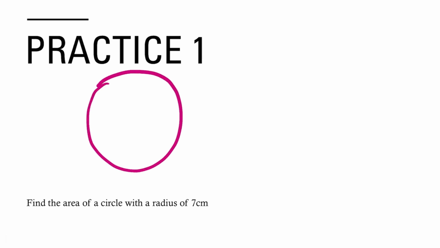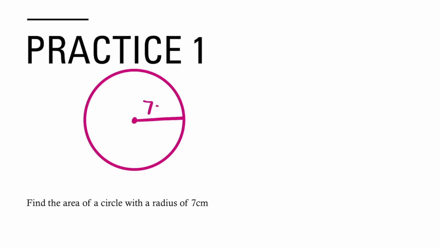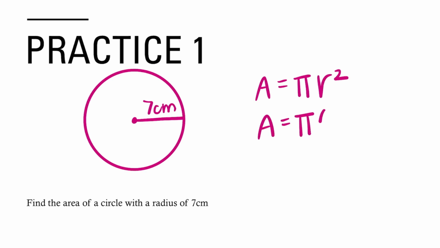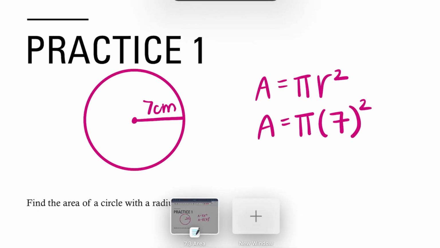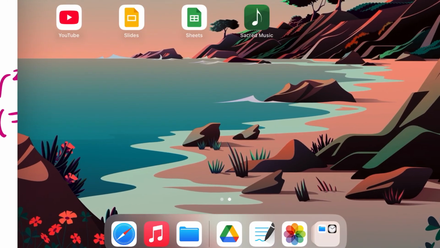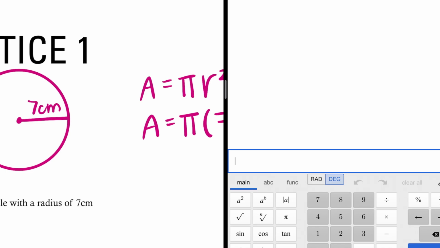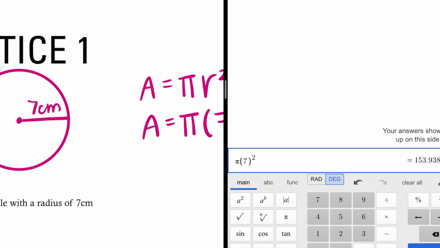So if I draw a circle, and then I know that the radius here is 7 centimeters, all I have to do is I know area is equal to pi r squared, which means that the area of this one is pi times 7 squared. And then if I go into split screen here, here we go. And then I just do pi, and then I'm going to do 7 squared.